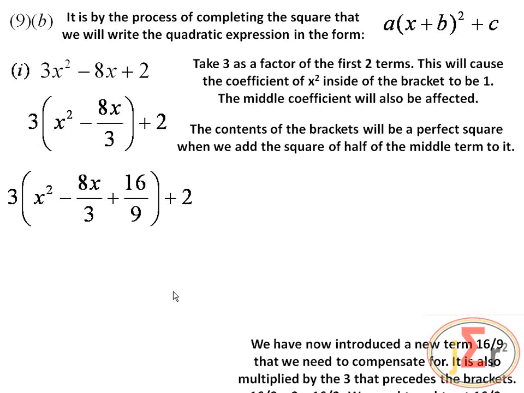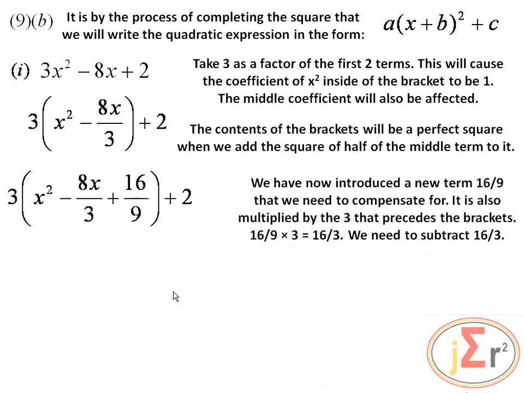And what do we know? We have now introduced a new term, 16 over 9, that we need to compensate for. It is also multiplied by the 3 that precedes the brackets. 16 over 9. Here we have it, 16 over 9. This is the term that we have introduced.